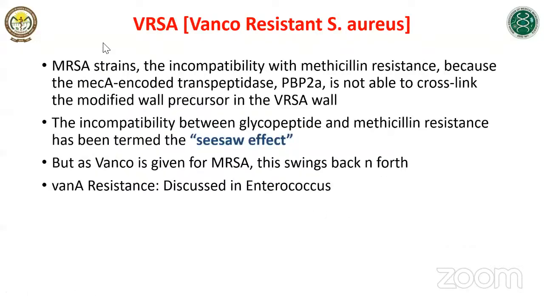So in the vancomycin-resistant isolates, there is an incompatibility with methicillin resistance in the MRSA strains because of the mecA-encoded transpeptidase. That's the reason for the absence of vancomycin resistance and MRSA together. So this is a seesaw effect you can see in this case.